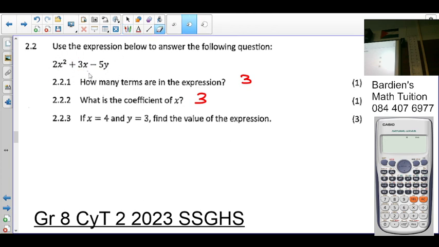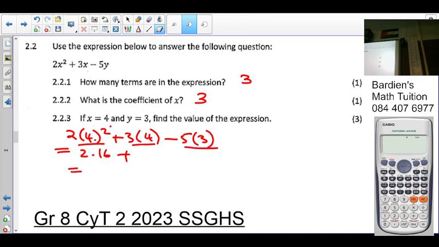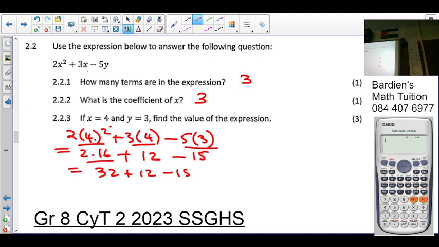So what do I do here? I must substitute. So it's 2 times 4 squared plus 3 times 4 minus 5 times 3. 4 squared, sorry, is 16. 16 times 2 is 32. Okay, I should rather work it out together, I don't want to confuse you. 3 times 4 is 12 and 5 times 3 is 15. So that's going to give us 32 plus 12 minus 15. What's 32 plus 12? 44. 44 minus 15? 29.